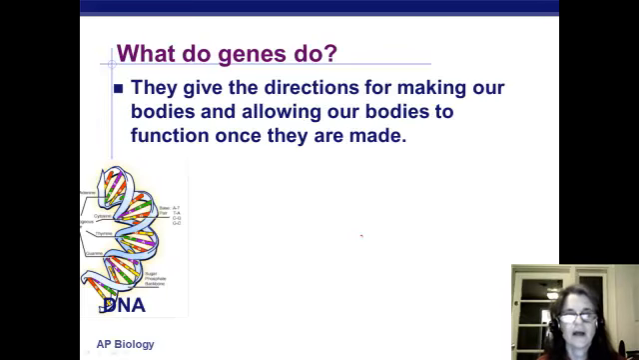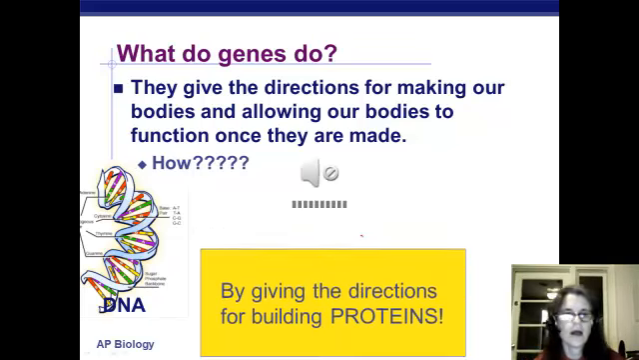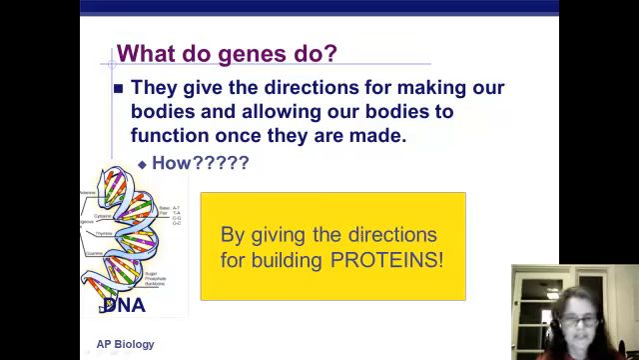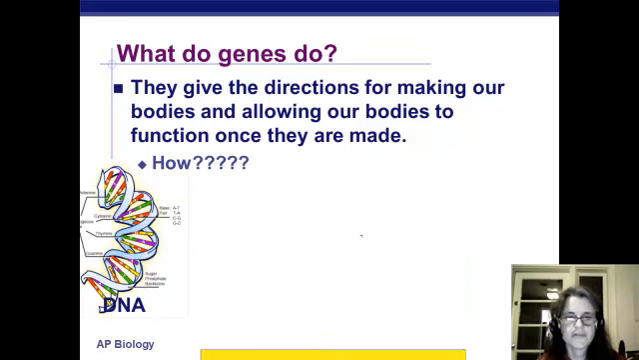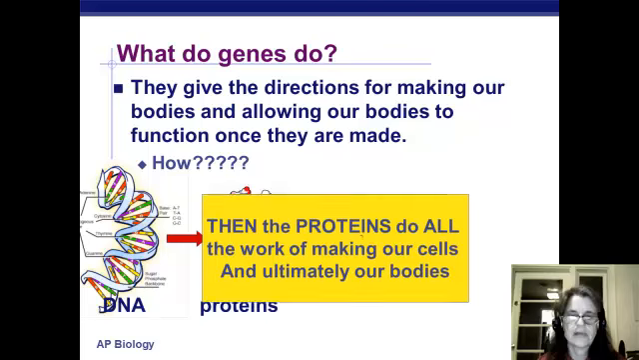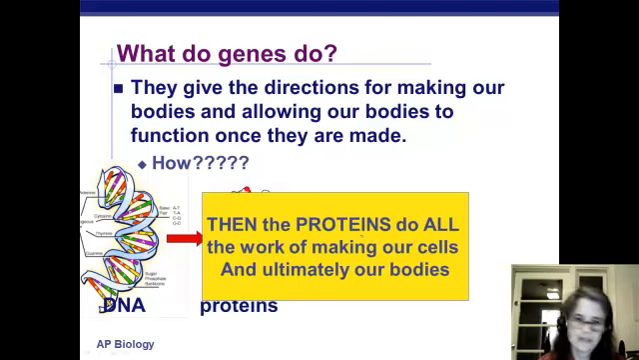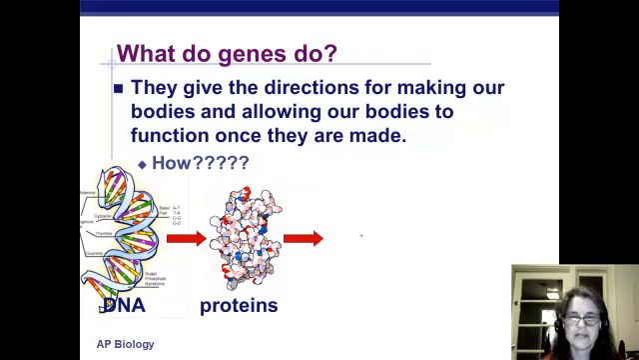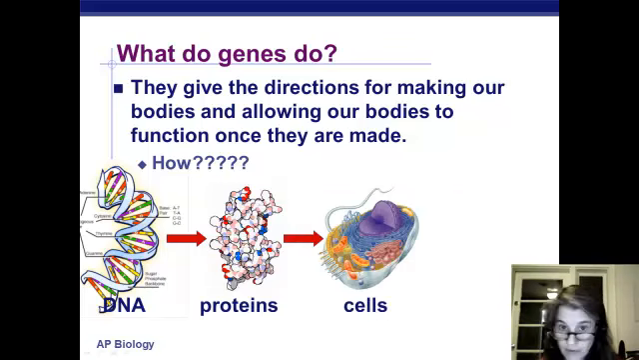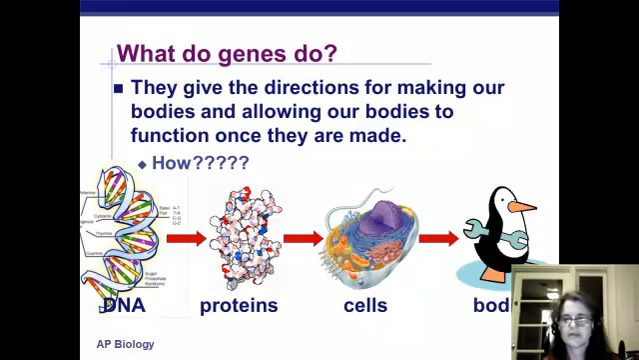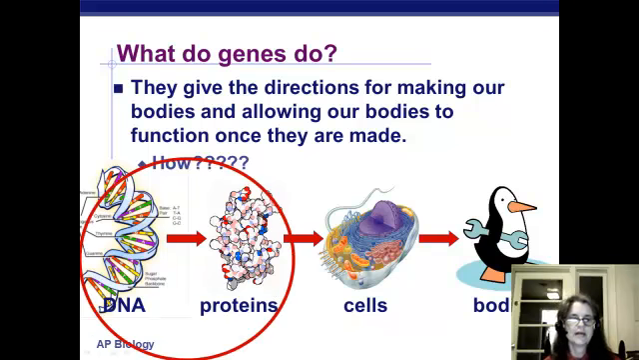So, just what we just talked about. DNA is the directions for building proteins. And then those proteins do all the work of creating our cells and ultimately our entire bodies. And this is true for all life on Earth, whether you are a teeny tiny bacterium or a great big elephant or a great big redwood tree. Those proteins create our cells, which then create us.